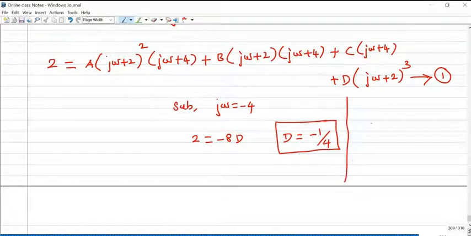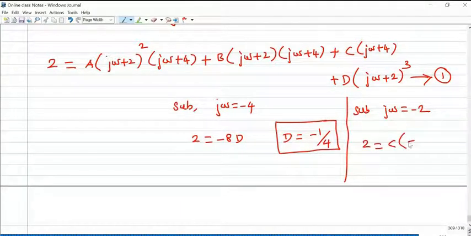Similarly, substitute j omega equal to minus 2. So with minus 2, the D term will be cancelled. A, B, D, correct? Because the plus 2 is there, if you substitute minus 2, A, B, D will be cancelled. So 2 equal to C minus 2 plus 4. 4 minus 2, 2. So 2 by 2, C equal to 1.